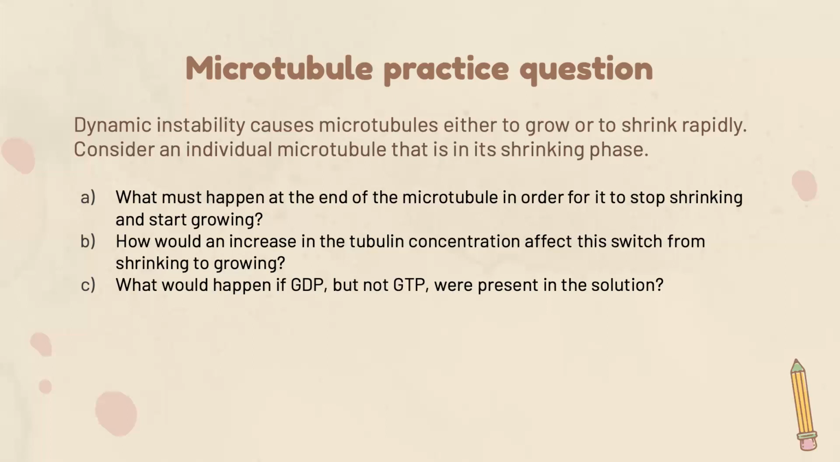In order for it to stop shrinking and start growing, you want to have more tubulin, but more specifically, more GTP bound tubulin. As long as that rate is higher than the hydrolysis rate or shrinking, then it can make up for the shrinking. And the GTP will overpower the GDP and then it'll start to grow again. Nice. How would an increase in the tubulin concentration affect this switch from shrinking to growing?